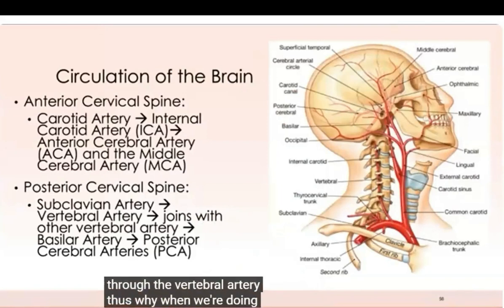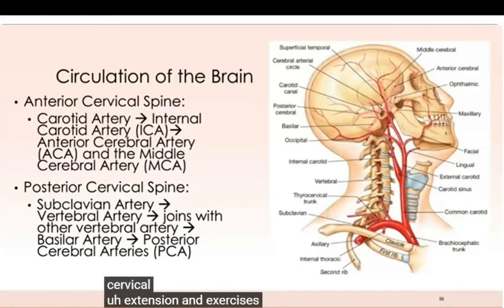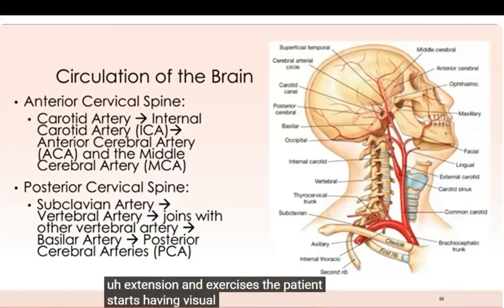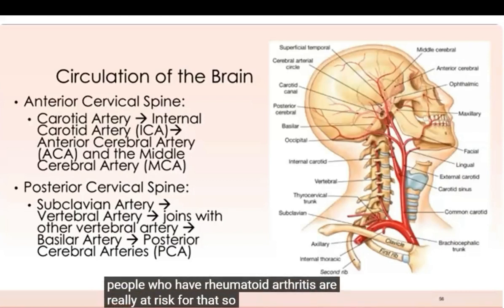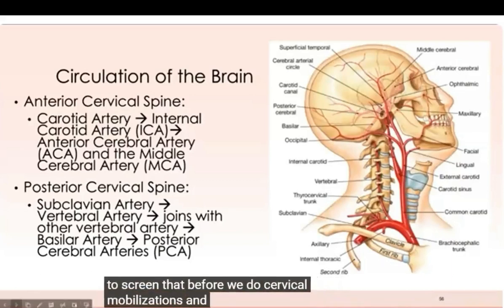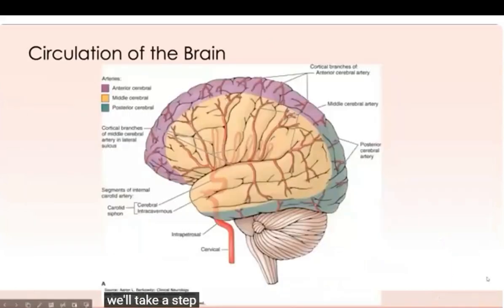Thus, when we're doing cervical extension and exercises and the patient starts having visual issues, says they're not feeling right, or has an onset of a headache, we're pinching off that artery. People who have rheumatoid arthritis are really at risk for that, so we always try to screen for that before we do cervical mobilizations and mobility. Let's take a step back.